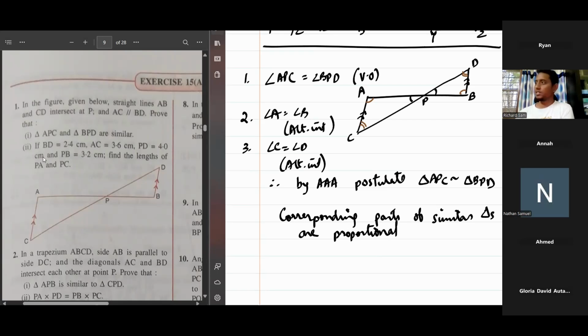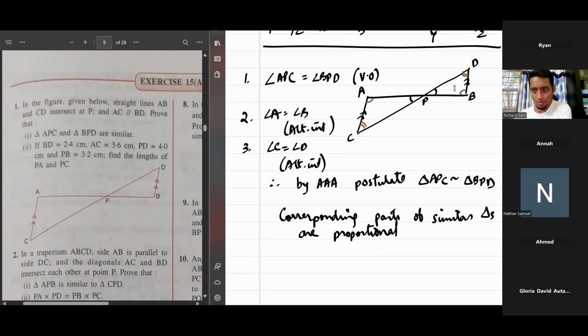So now look at the next question. The next question is to do with the sides. They have given some sides and they have asked you to find some other sides. Okay, we'll mark them down. Let's put these values on the diagram here.